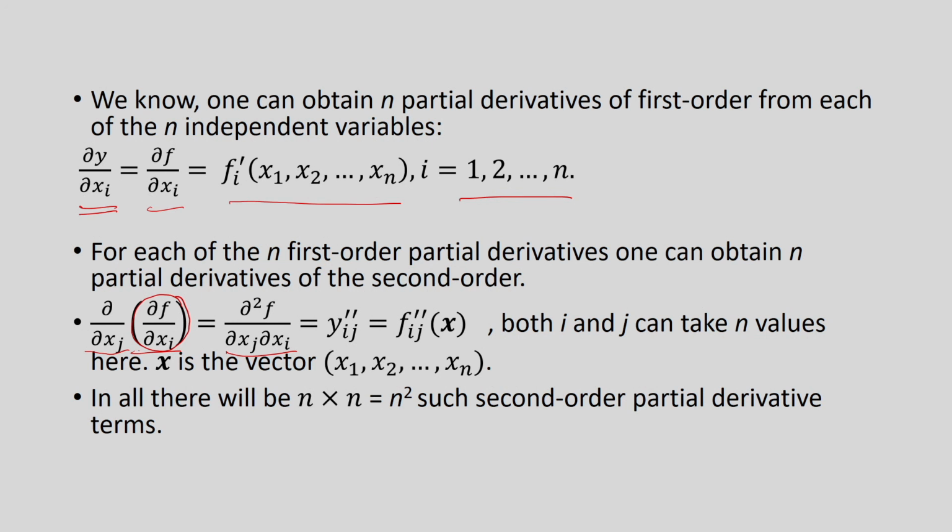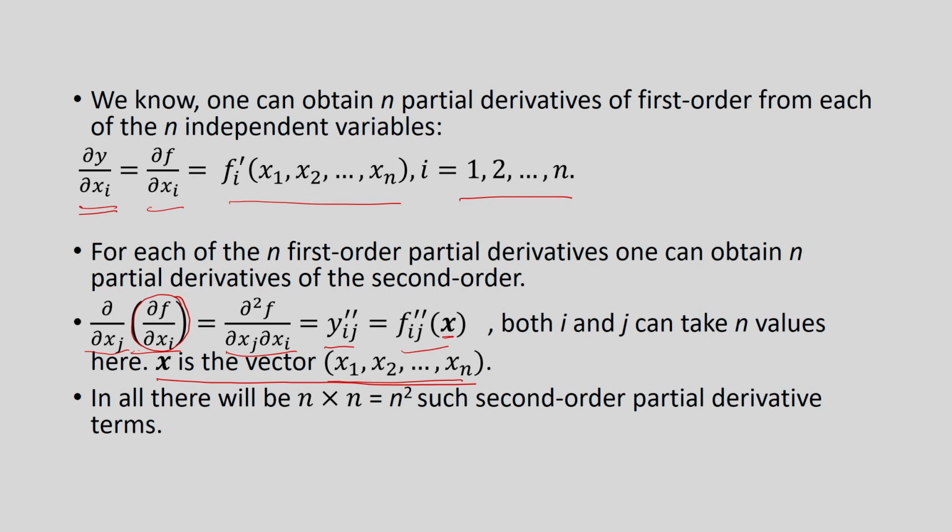So, this expression is also written as y″ᵢⱼ or f″ᵢⱼ(x), where if you notice, this x that I have written here is boldface x, which basically denotes this vector. So, this vector. Okay. So, this is the second derivative.